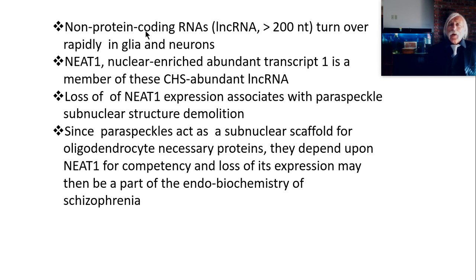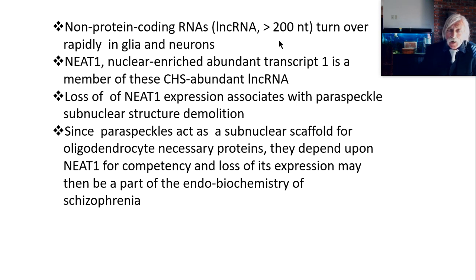So they talk about non-coding RNAs. Those are lncRNAs, long non-coding RNAs greater than 200 nucleotides. So they're not your typical interfering RNA length, which is less than 200 nucleotides. That is why they're called long. They turn over rapidly, and where they turn over rapidly, as an observation, is in glia and in neurons.